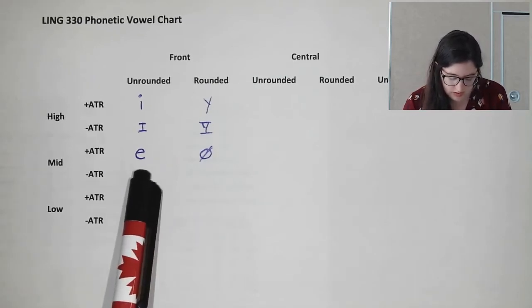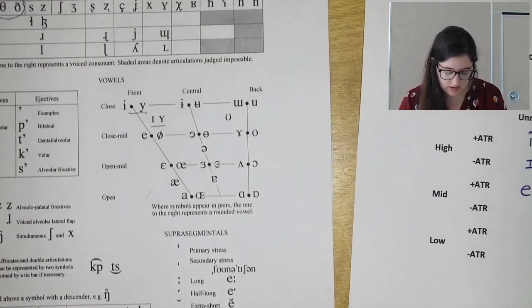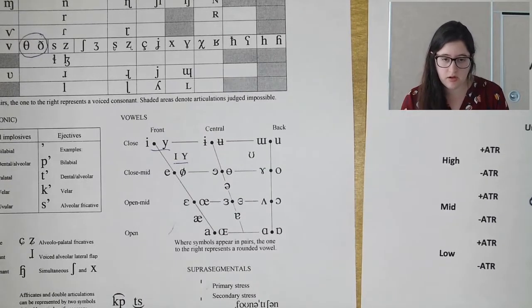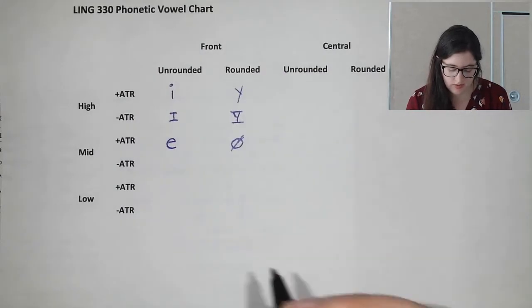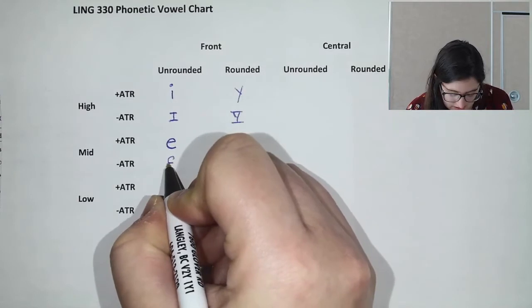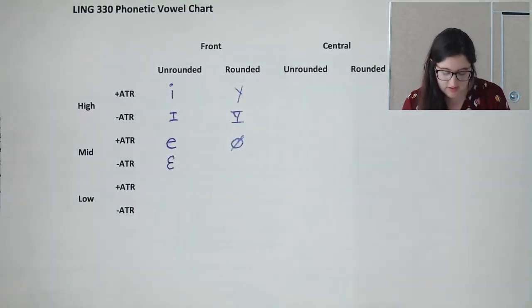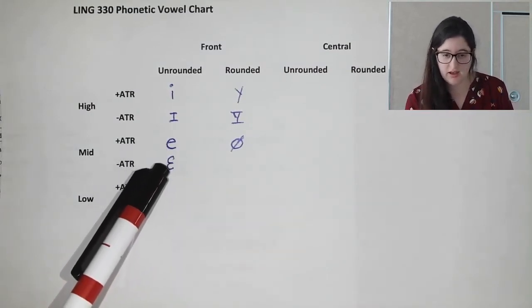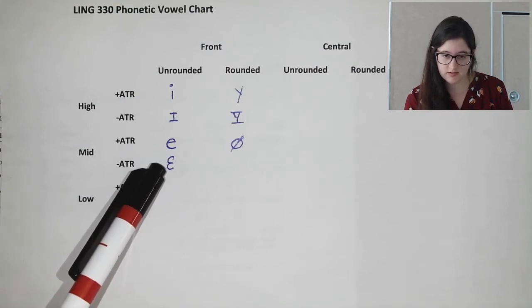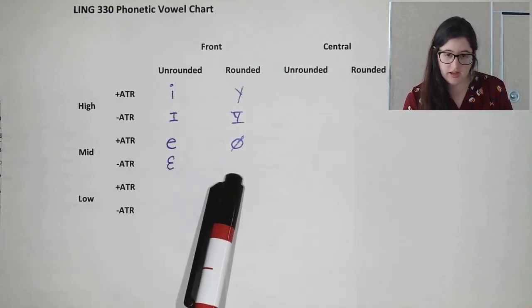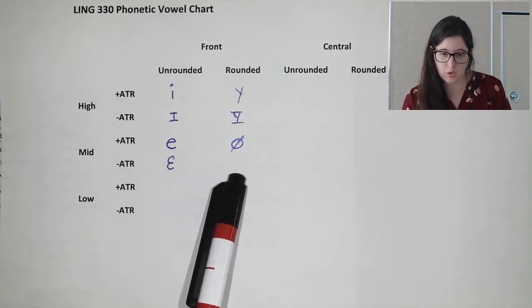So the minus ATR, or if you're using this system, we're now into the open mid front vowels. We have eh. This is a symbol that Catherine was mentioning earlier. Looks like a backwards 3. So if you say this is a, this is eh. So just slightly more open. And then we have the rounded version of that. So if you say eh and then round your lips, you get eh.